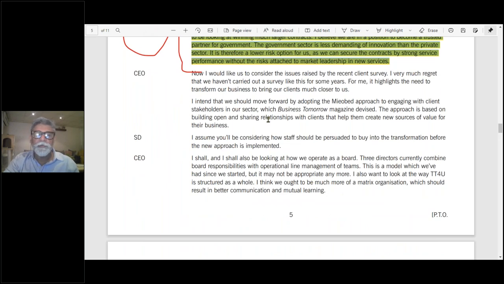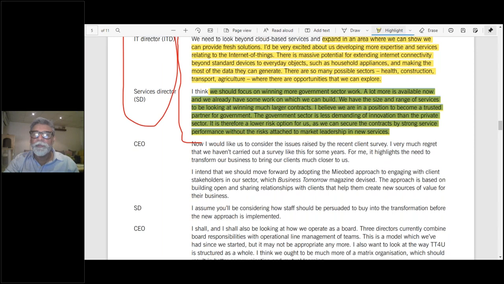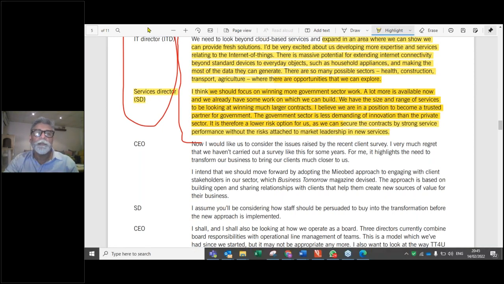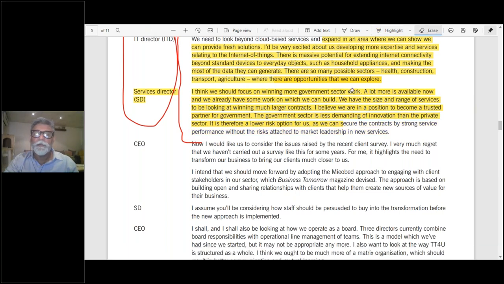Now please read the next three paragraphs. Time starts now.